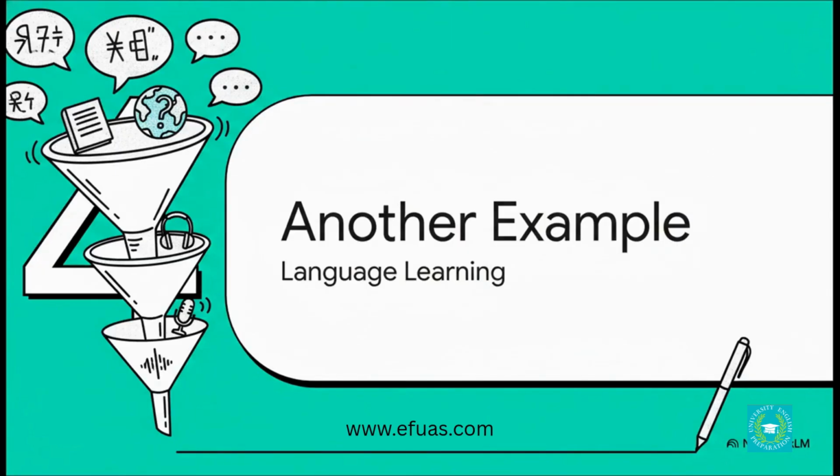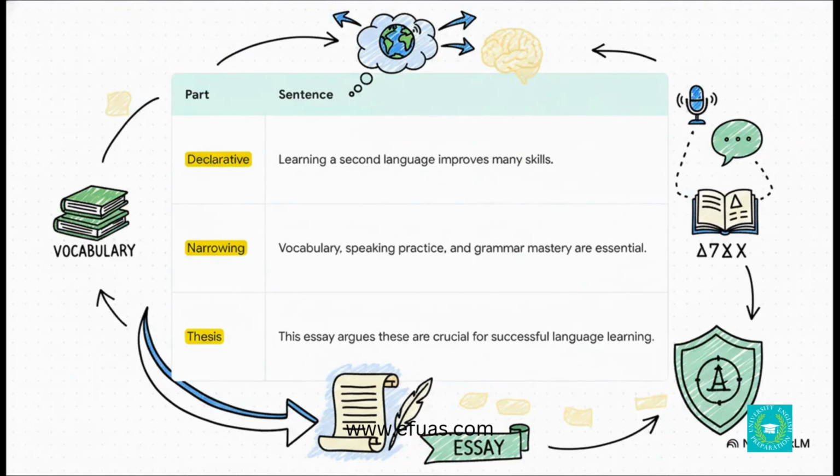Okay, let's do one more example just to make sure this is crystal clear. This time, we'll use the funnel method for the topic of learning a new language. You'll see the structure is exactly the same. So here you can see the whole method laid out nice and clean. We start broad, learning a second language improves many skills. Easy enough. Then we narrow down with our rule of 3, vocabulary development, speaking practice, and grammar mastery. And then we land on our thesis, which formally states that those 3 things are what the essay is all about. It's a perfect funnel every time.